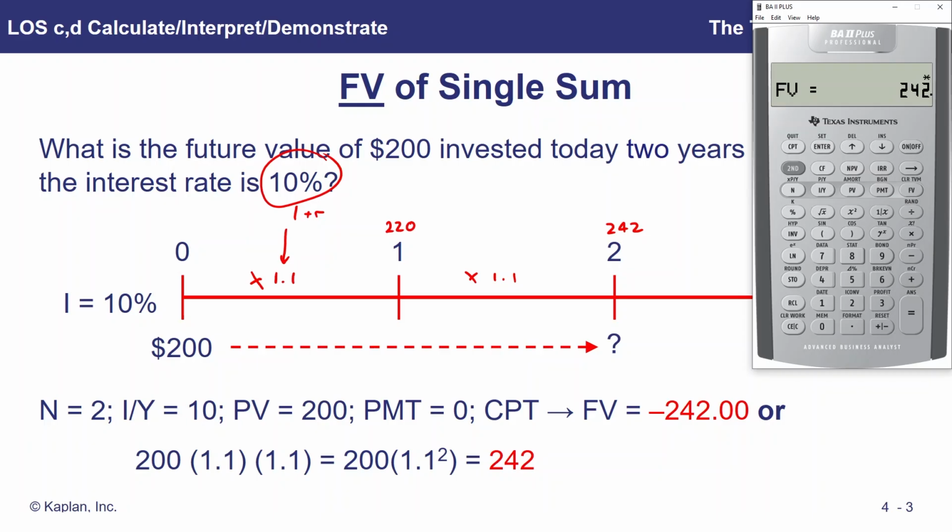So really, I always say outflows from an investor point of view are treated as negatives, inflows as positives. So I'd be more comfortable treating this as minus 200 and getting a future value as positive 200. Given if I'm investing, I've got an outflow, and then 2 years later, I've got an inflow. It doesn't really matter what order you do them as long as you're consistent with your cash flows. So that's the future value of a single sum.